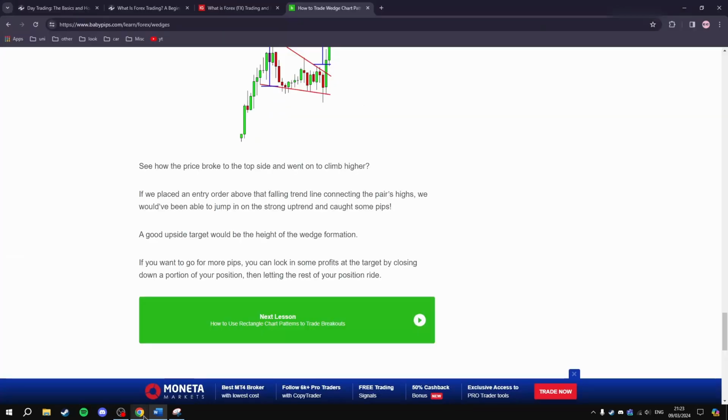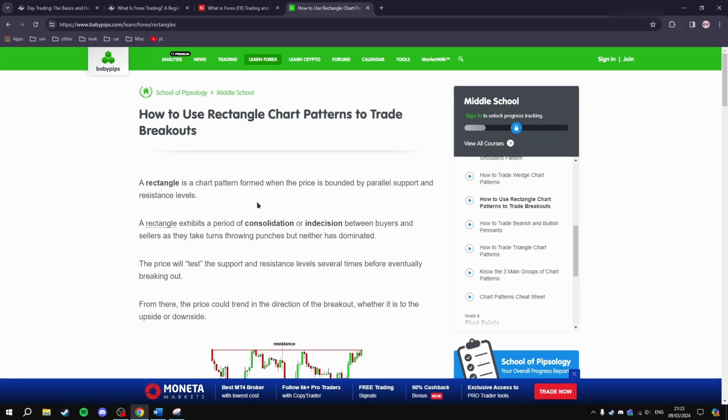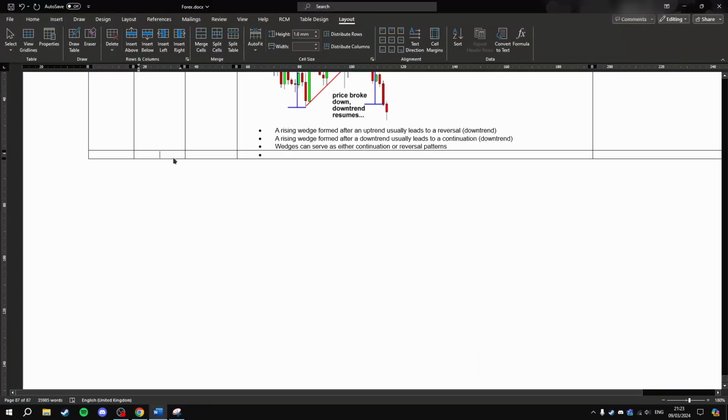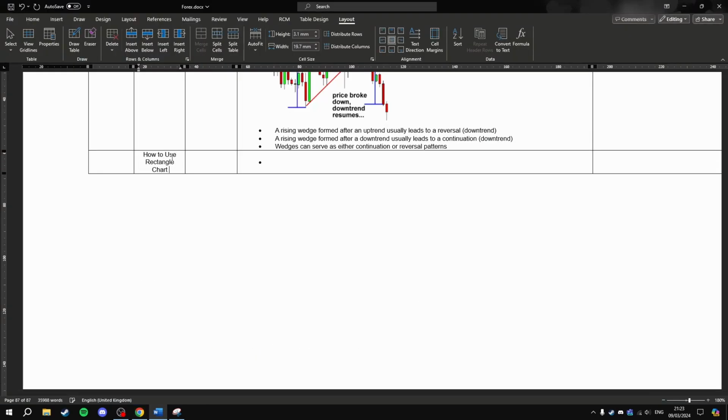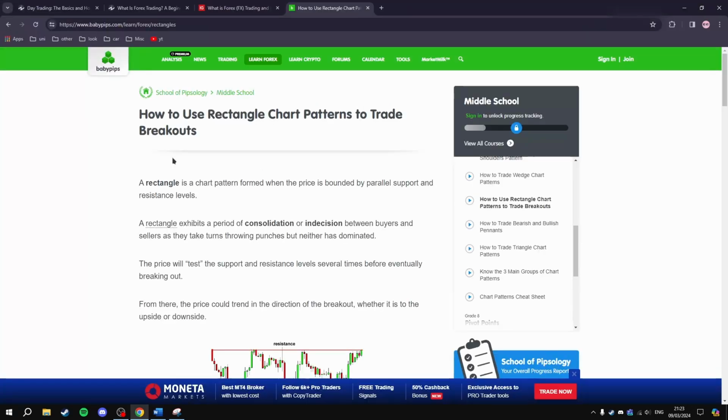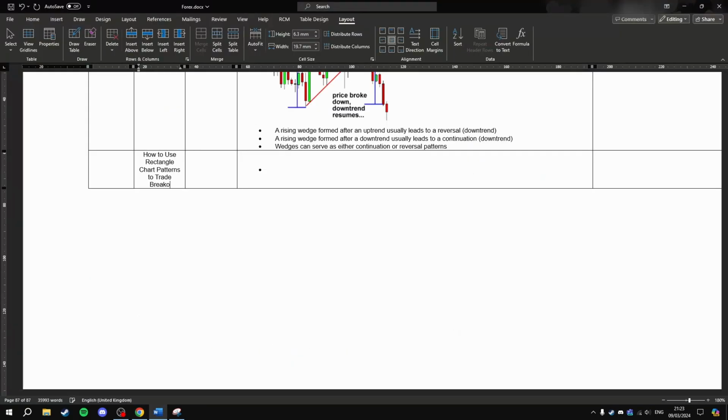So, that's that lesson done. Next is how to use rectangle chart patterns to trade breakouts.